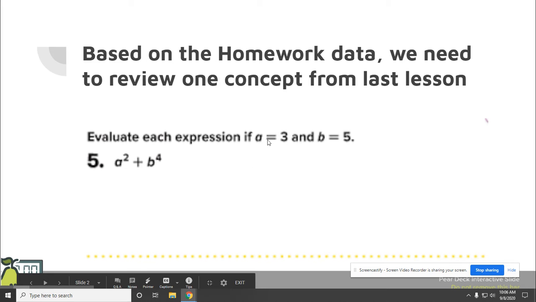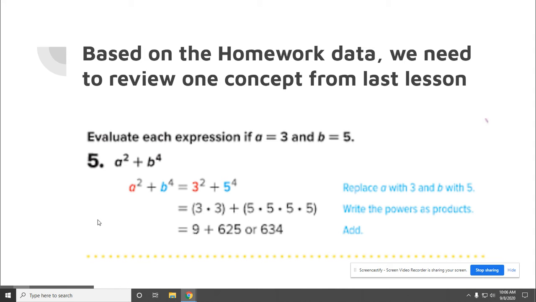All you do is plug 3 in for A, that'd be 3 squared, and 5 in for B, that'd be 5 to the 4th power. And so it'd be 3 times 3 plus 5 times 5 times 5 times 5. That'd be 9 plus 625, which is 634. So we had some problems with that. And again, pause, look at it if you need to.